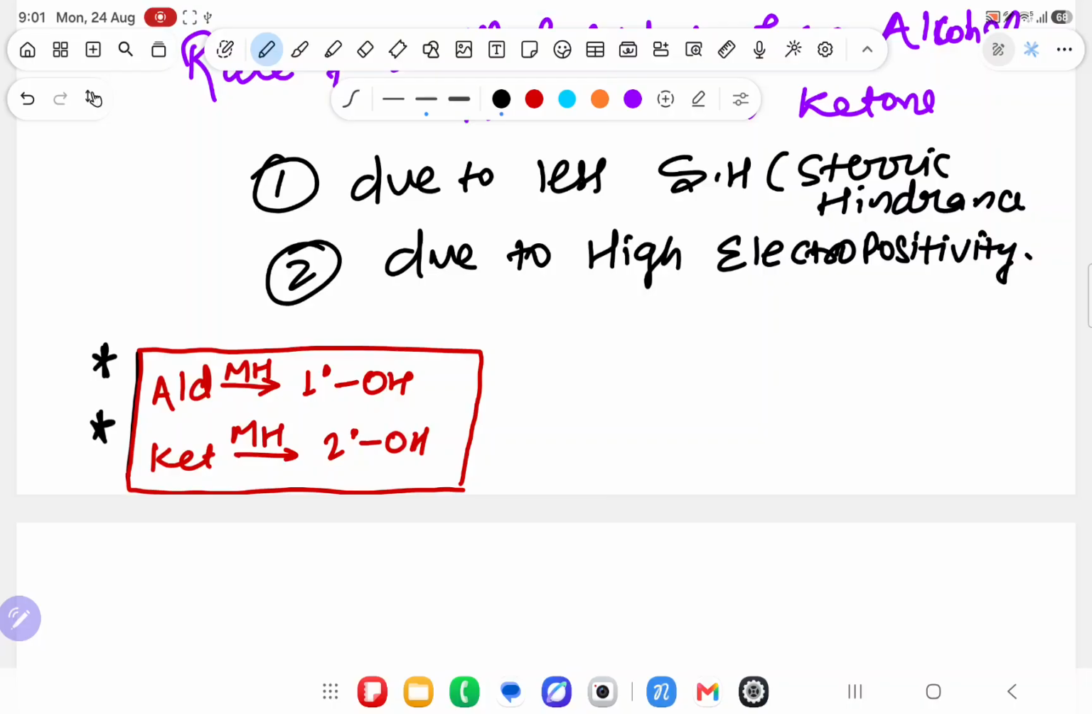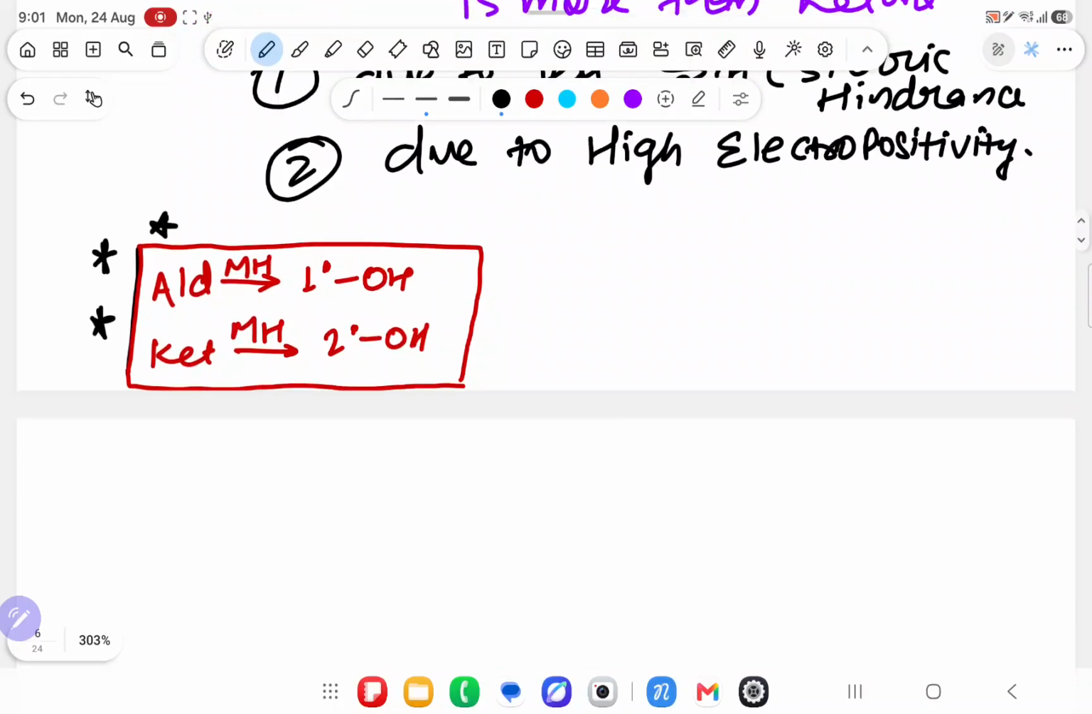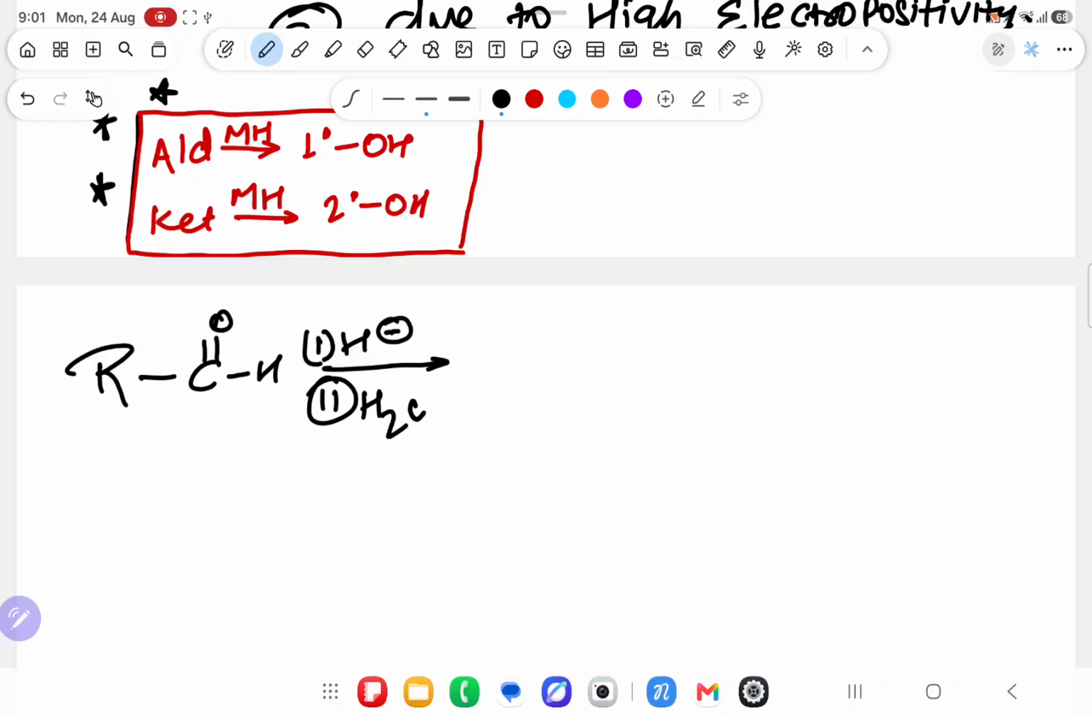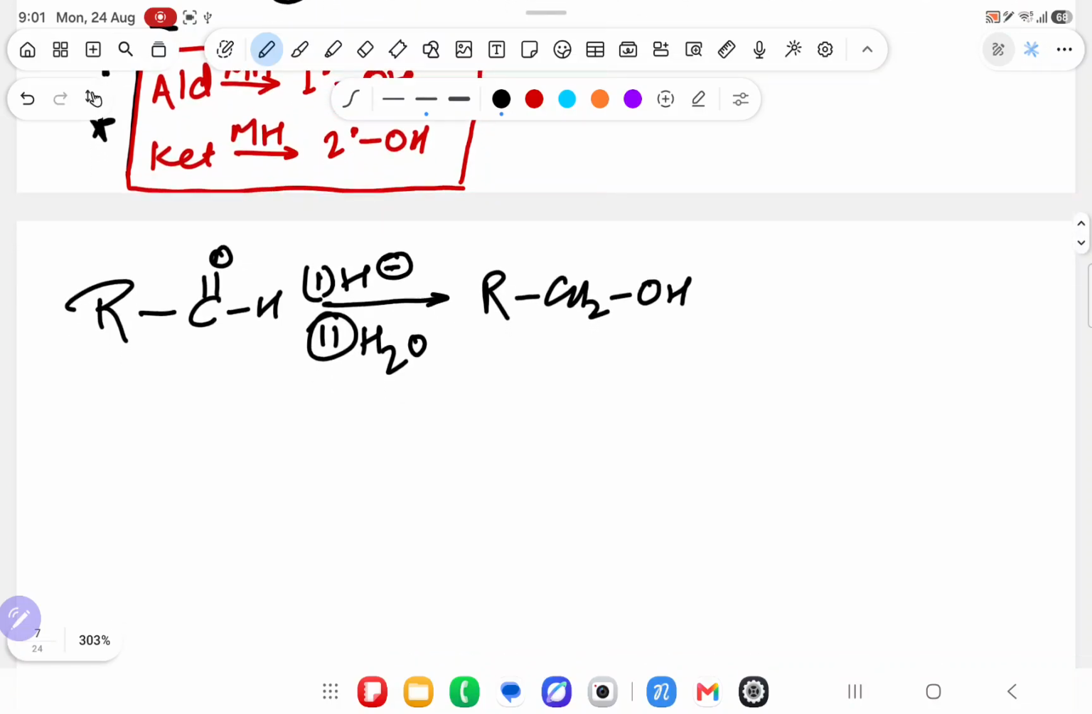Now, sir, you said it is a short trick, but I don't want the short trick. Dictate to me how you are saying it. Suppose I take aldehyde, RC double bond OH. The first reagent is H minus, and the second reagent is H2O, and it will convert into RCH2OH. How, sir? You have written the reaction directly. Let me understand it also. Okay, don't worry.